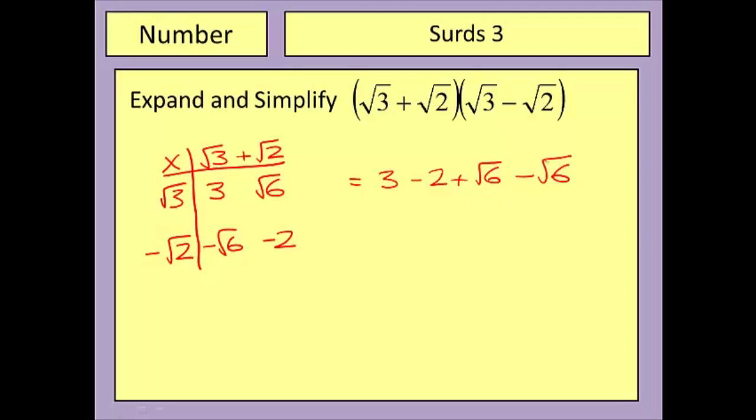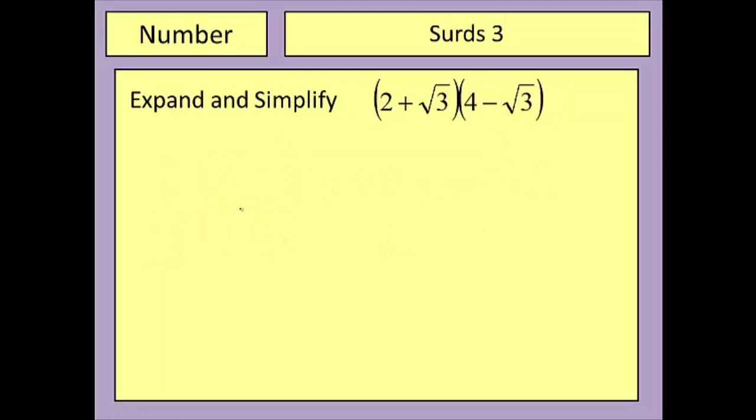Now there's some simplification that will occur here, so let's have a look at that. 3 minus 2 is 1, and plus root 6 take away root 6, well these two things actually cancel each other out. So this whole thing expands and simplifies just to the value 1.